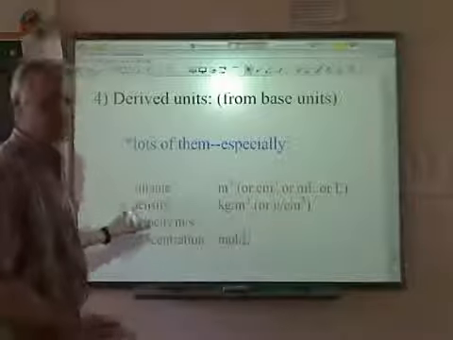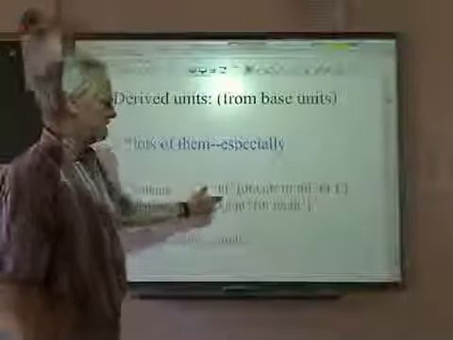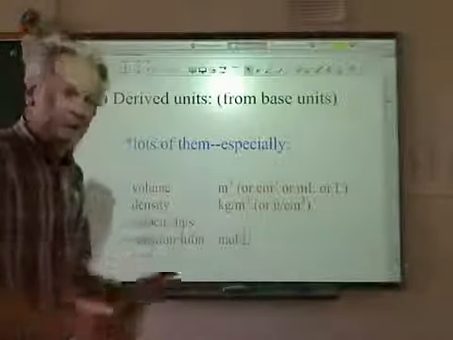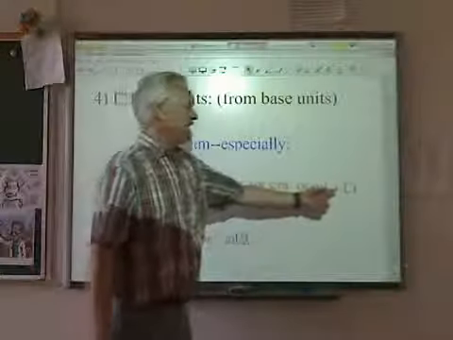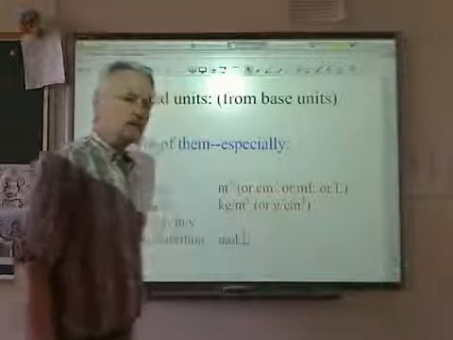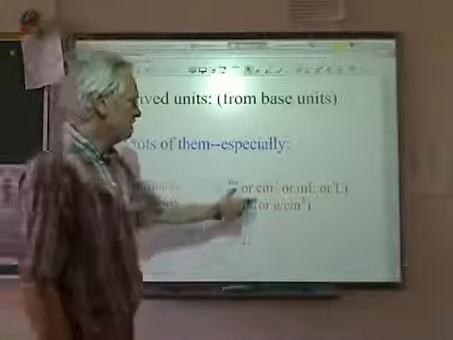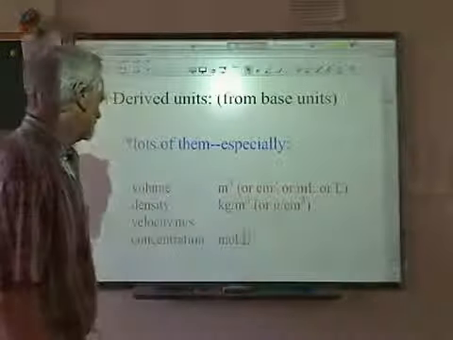For example, volume is a derived unit because it is length cubed, right? Length times width times height, but all of those are length measurements. We can measure in a variety of units, and we'll see that some of these units are most convenient for liquids and others of them are most convenient for solids.